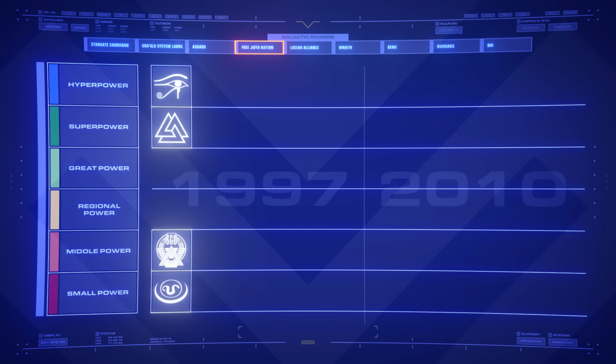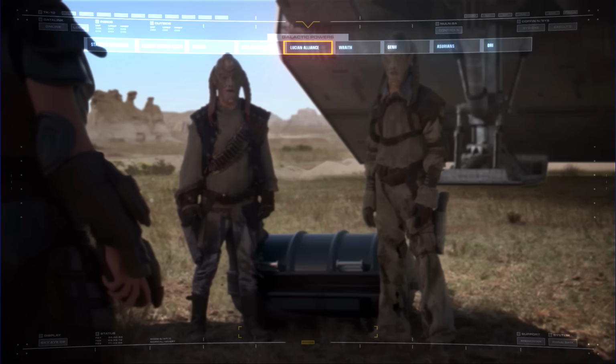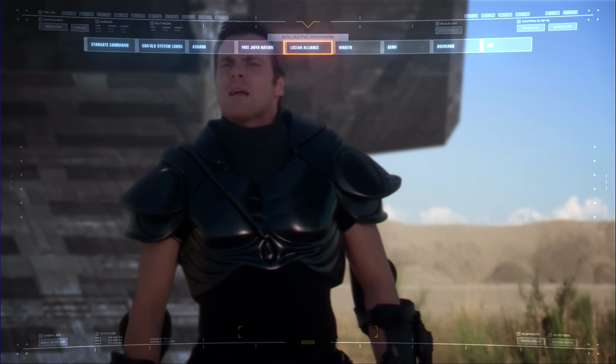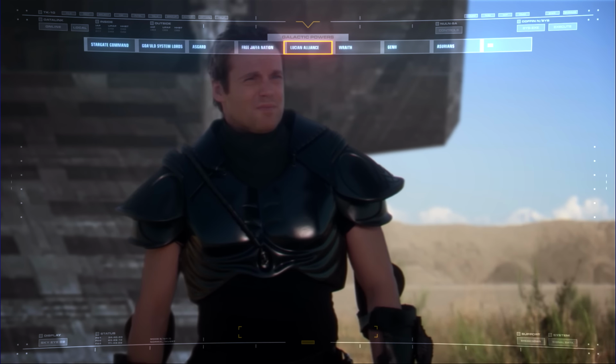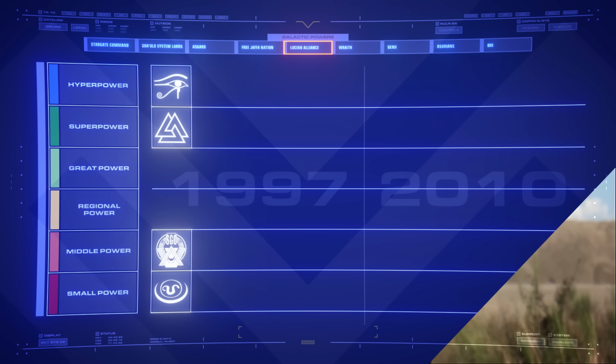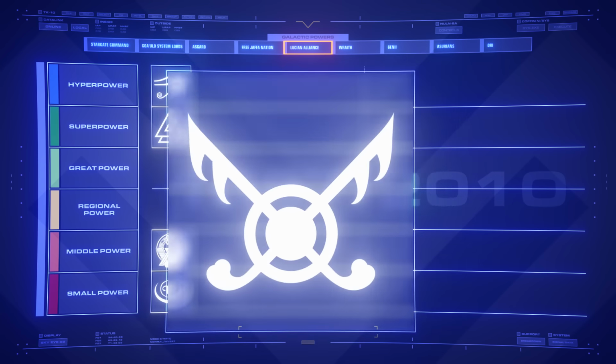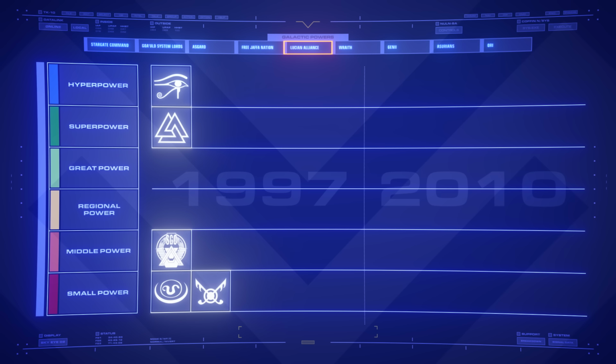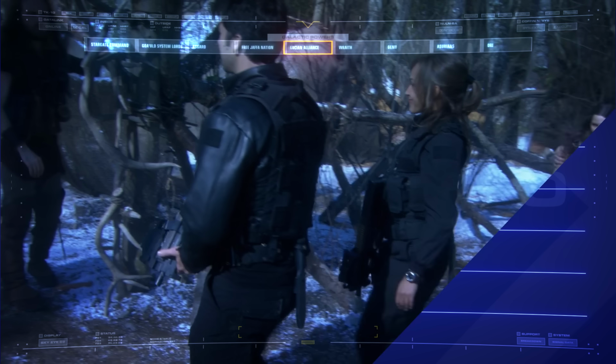Like the Free Jaffa Nation, the Lucian Alliance had yet to come into being in 1997. A confederation of smugglers, pirates, and mercenaries, the group as it would come to be simply couldn't exist while the Goa'uld were at their height. So for now, I rank them as a minor power. Certain elements might have existed during this time, but their capabilities were extremely limited.